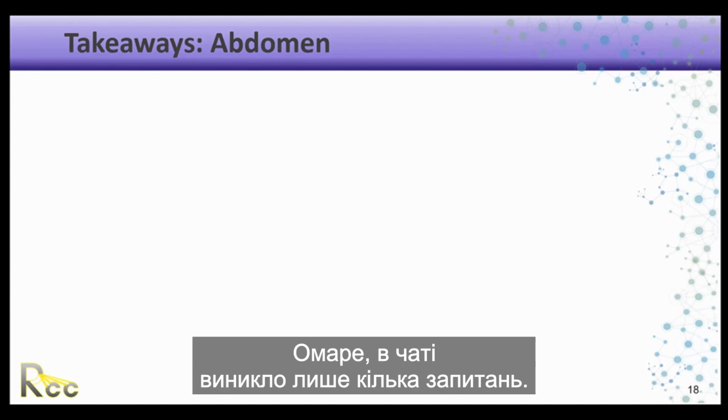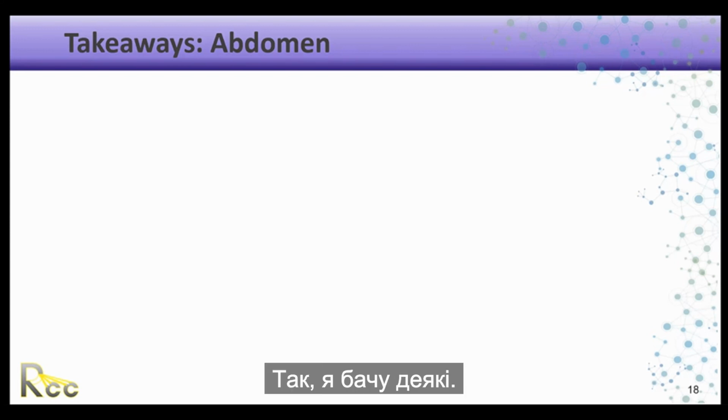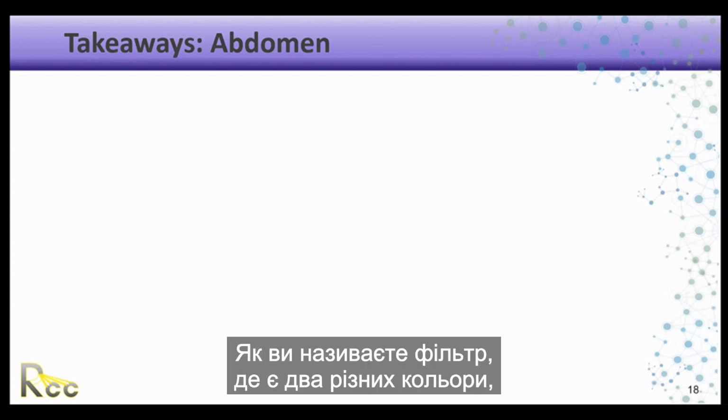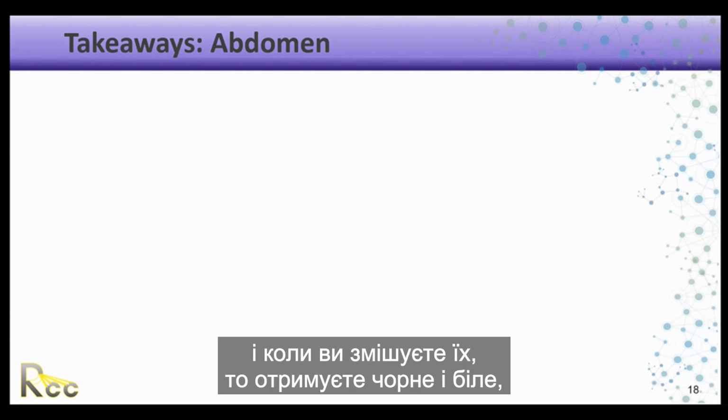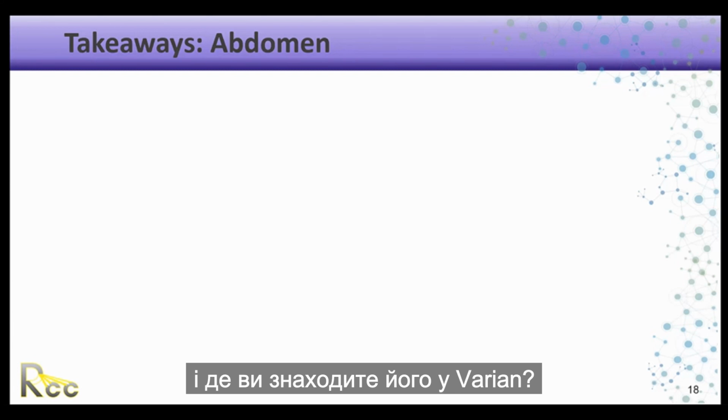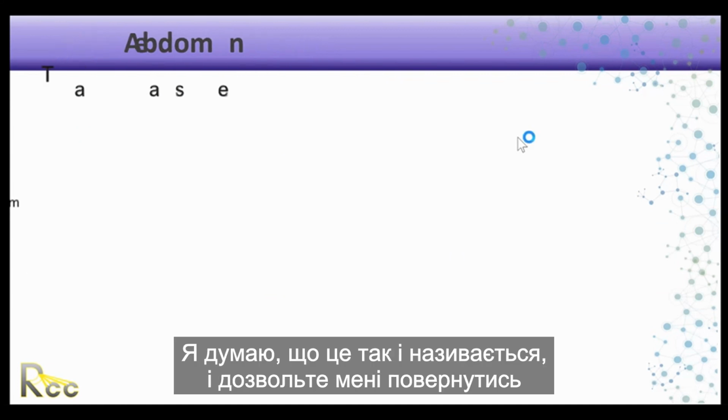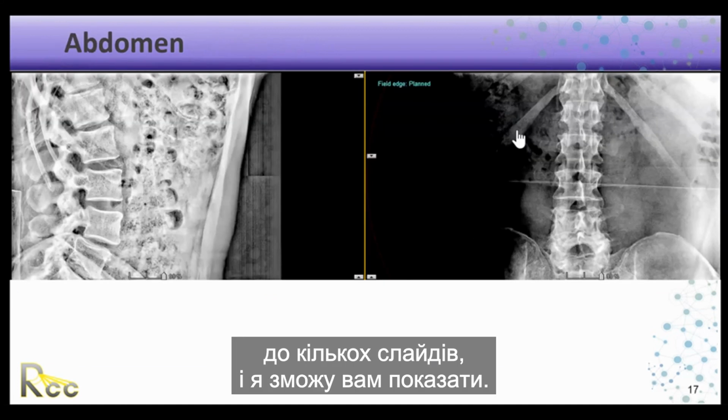Omar, there were just a few questions that came up in the chat. Oh, yes, I see some. Yeah, so what do you call the filter where you've got the two different color fusions, and when you fuse them, you get the black and the white? And where do you find that on the Varian? I don't know what the name of it is. I call it color blending. I think that's what it's called. Let me go back a few slides and I can show you.